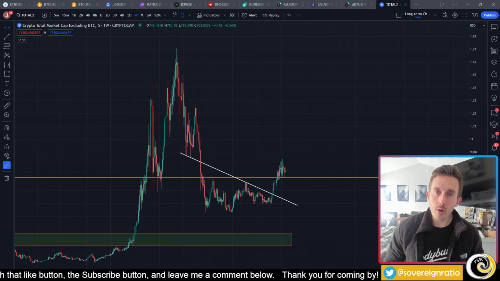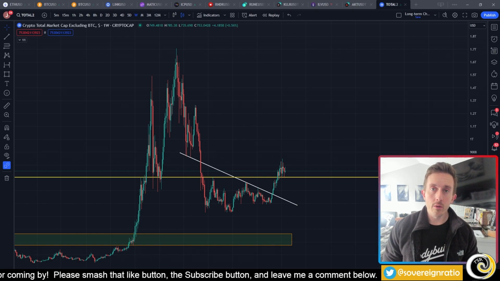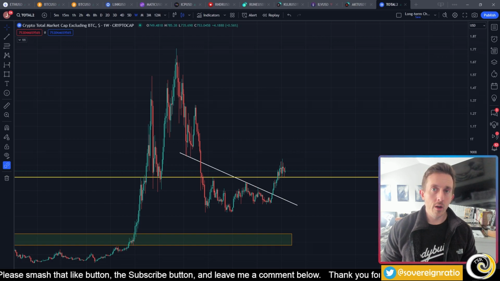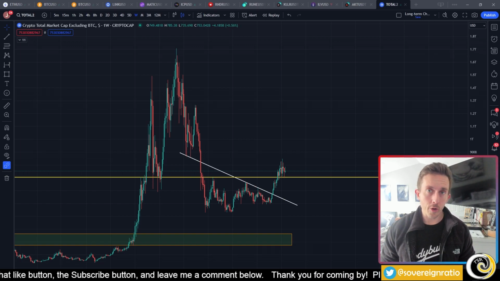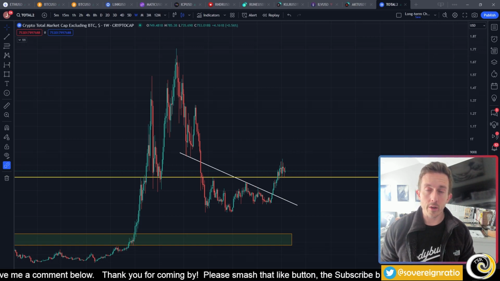All right, so now we're going to look at aggregates. An example of an aggregate is called total. There's total, which is all cryptocurrency combined. There's total 2, which is what we have pulled up here on the chart now, which is everything except Bitcoin. And then we have total 3, which is everything except Bitcoin and Ethereum.